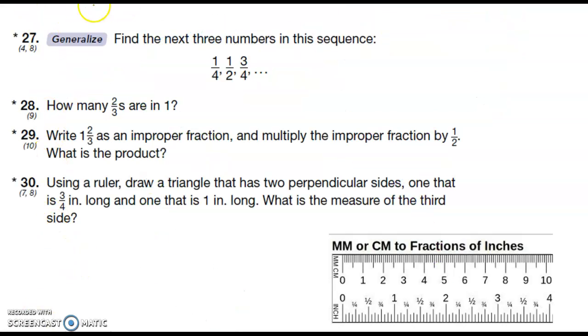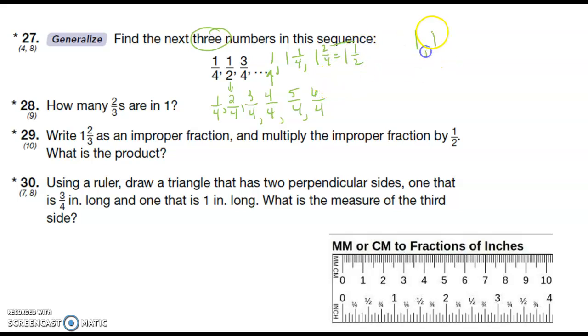All right, last page. 27 says, find the next 3 numbers in the sequence. So I have 1/4, 1/2, and 3/4. Now 1/2 can also be written as 2/4. So I would have 1/4, 2/4, 3/4, and the next 3 numbers are 4/4, 5/4, 6/4. So this is interesting because 4/4 is going to be 1. 5/4 is going to be 1 and 1/4. And 6/4 is going to be 1 and 2/4, which is 1 and 1/2. Okay, so we have 1, 1 1/4, 1 1/2.